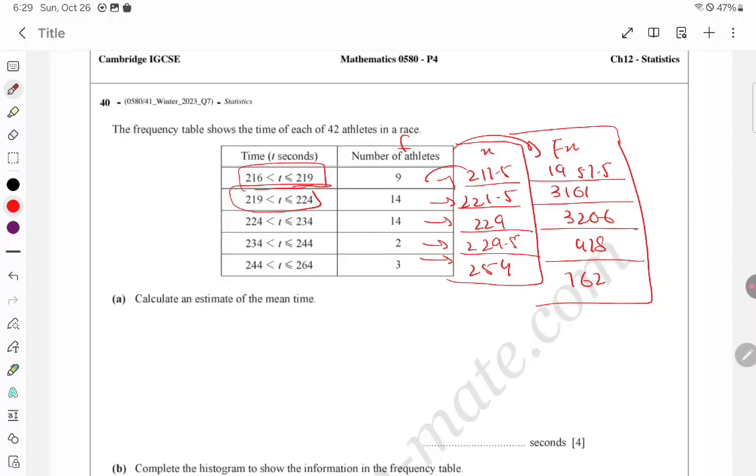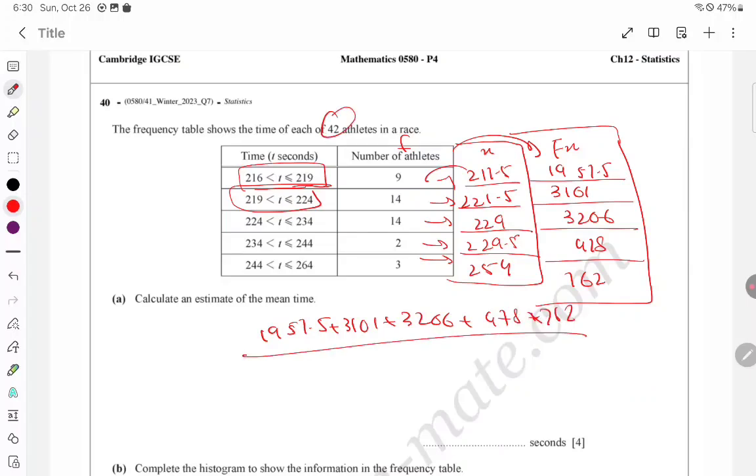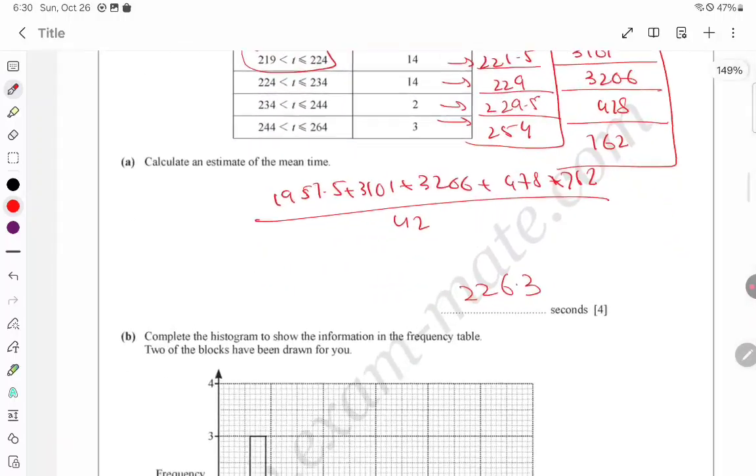Now add all the values of fx: 1957.5 plus 3101 plus 3206 plus 478 plus 760, divided by the total athletes, which is 42, and it will give you the answer of 236.3. 236.3 is the answer.